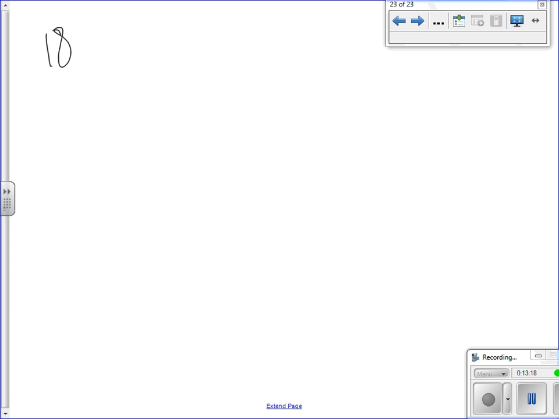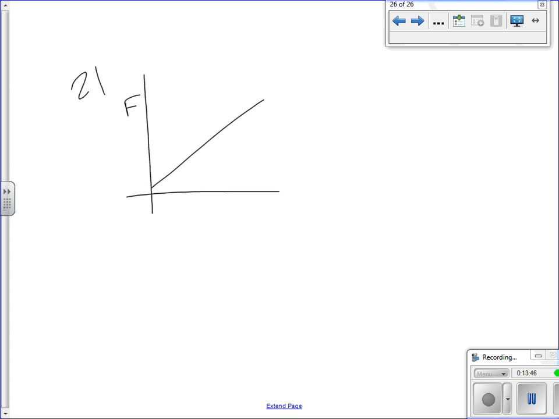18. 19. I spelled brakes wrong. 20. B. 21. Impulse is area. Impulse, area, F, T. Impulse is F average times T. Impulse, area. C.